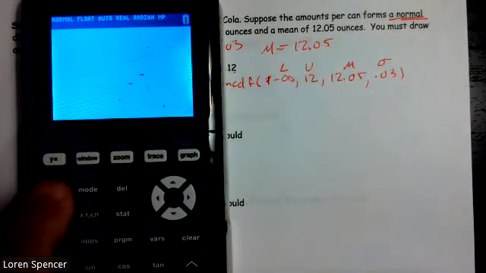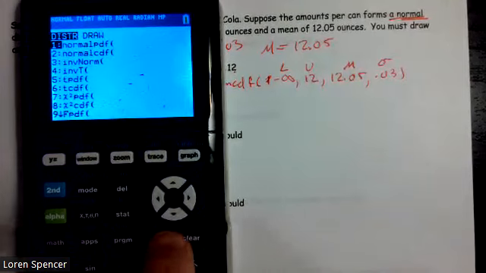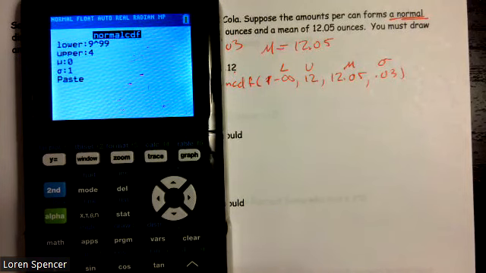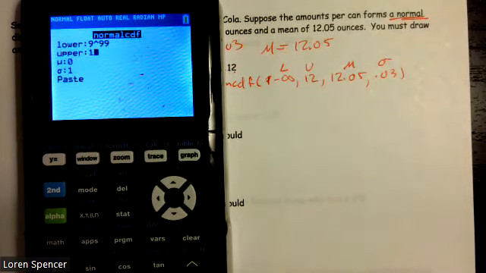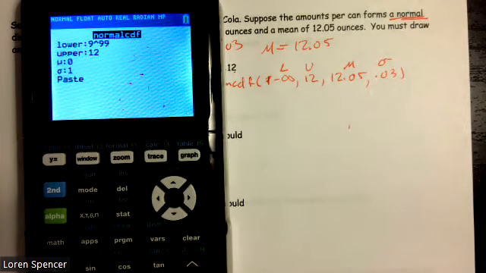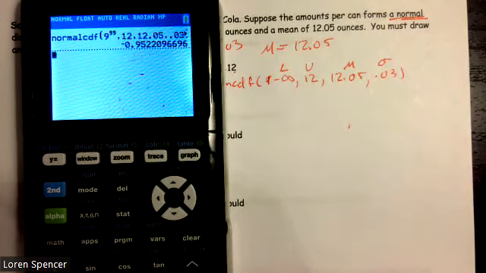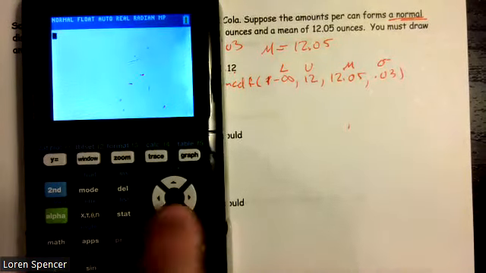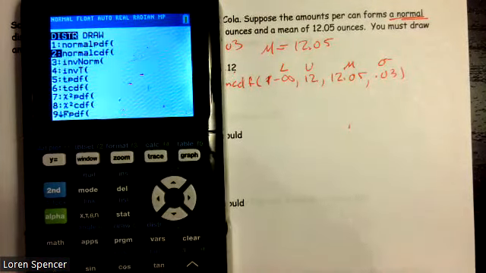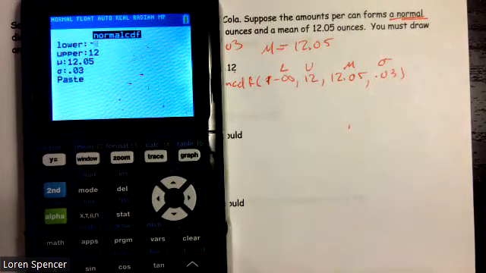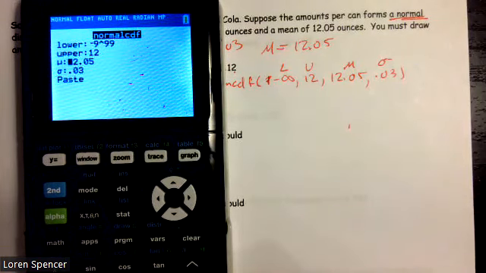We can go ahead and press second vars, normal CDF, lower negative 9 raised to the 99th power. Upper is 12, mean of 12.05, standard deviation of 0.03. And we end up getting, oops, I did something wrong. I left off a negative sign, because no, probability cannot be negative. That's how I know I made a mistake. This needed to be negative 9, so negative 9 raised to the 99th power.